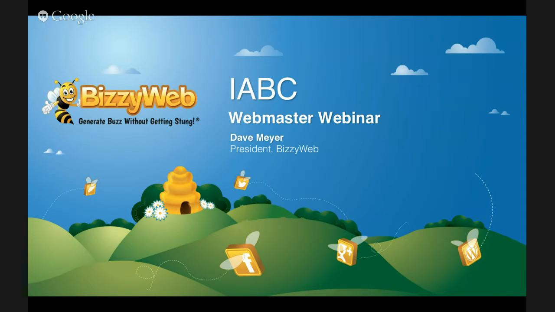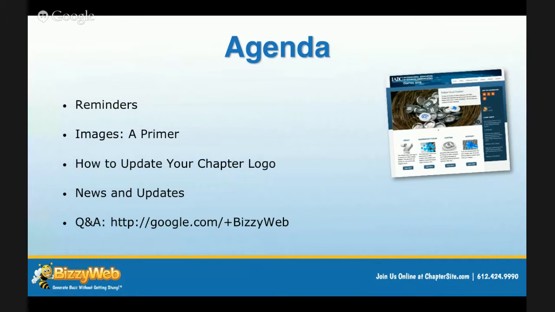For now, though, we're going to talk through a couple reminders, and then we're going to go into a primer on images, and then how to update your chapter logo. Now, this is different for every chapter, but I wanted to show a basic way on how you can use the latest WordPress tools to update your chapter logo. And then if you do have problems or issues with your chapter logo after that, of course, get a hold of us at support. Again, I am Dave Meyer with BizzyWeb, and this is what we're going to do today.